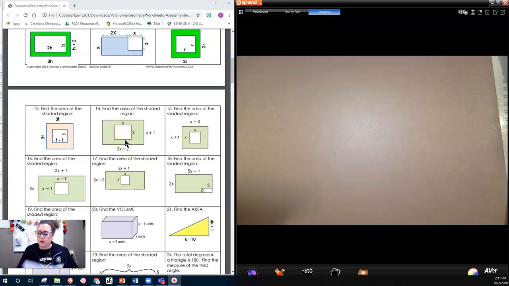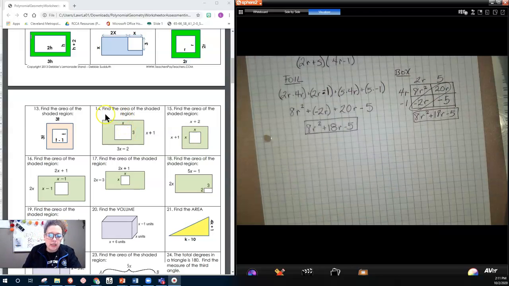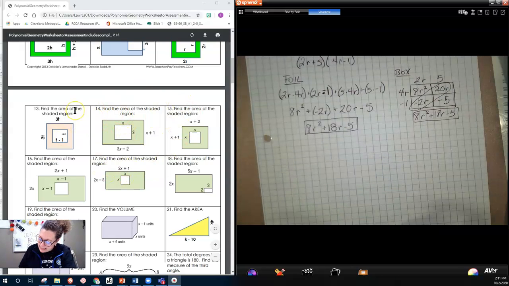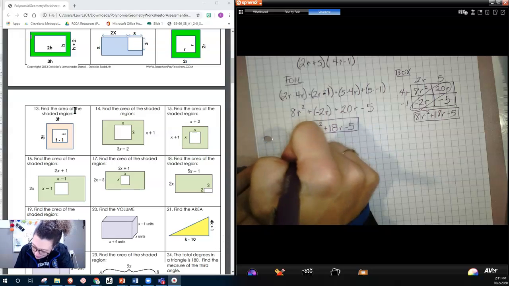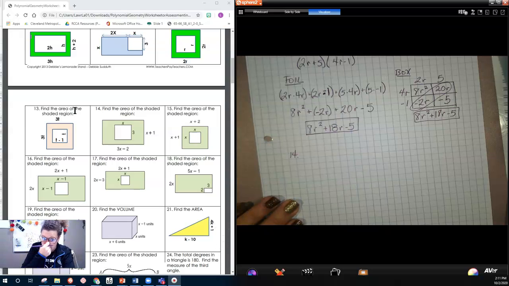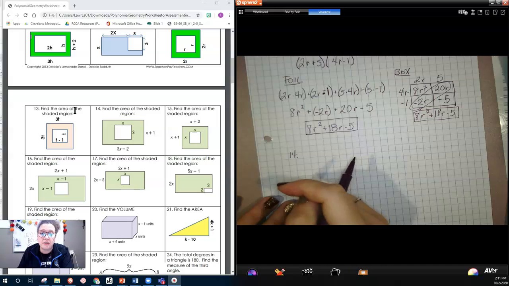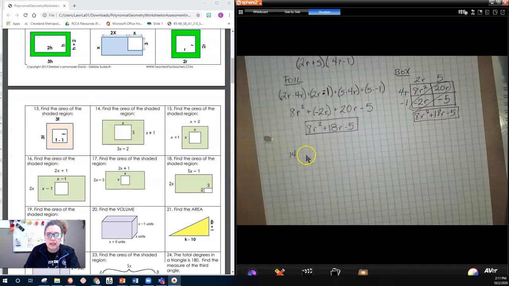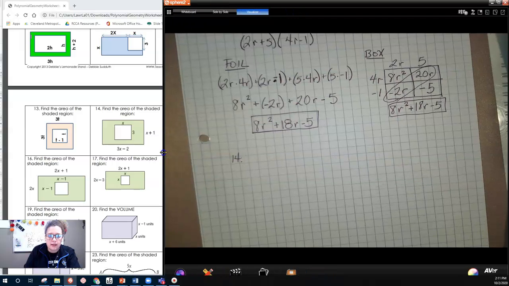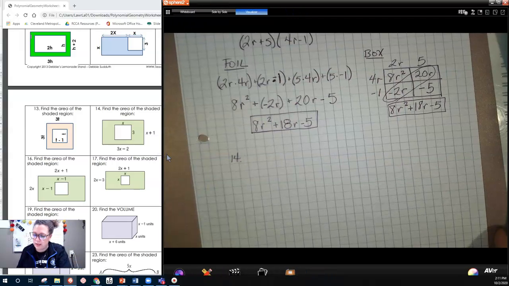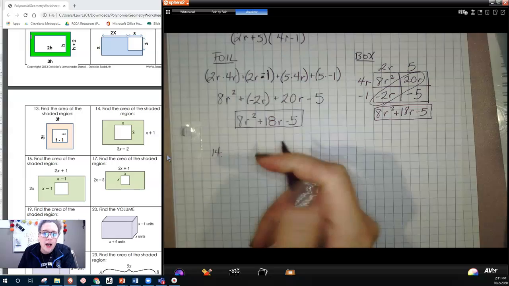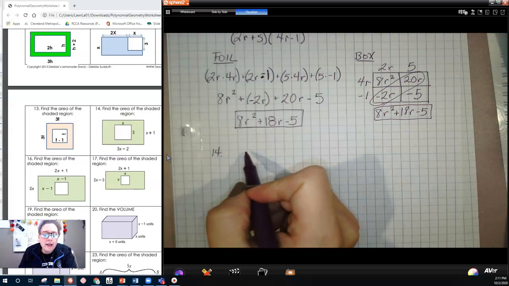So if you look at question 14, my cursor is circling above it, and this is asking us to find the area of a shaded region. The math tests love these types of questions. I'm going to see if I can make that a little bit bigger because we're just looking at number 14. Maybe that's better, probably. So finding the area of the shaded region.